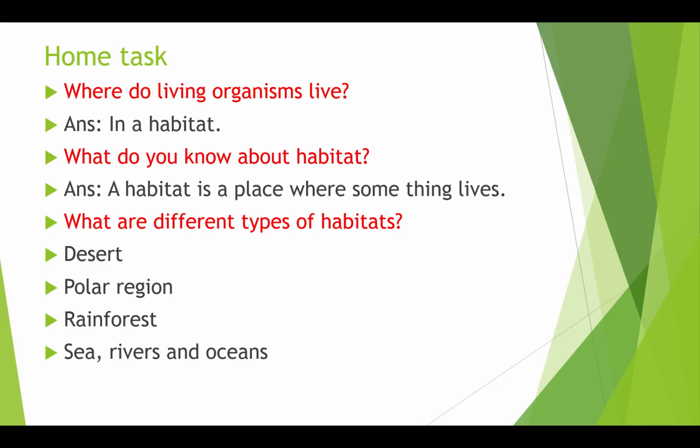Now, where do living things live? Living things live in a habitat. What do you know about habitat? A habitat is a place where something lives. What are the different types of habitats? There are so many different types of habitats: desert, polar region, rainforest, sea, river and oceans. These are different types of habitats, and the animals differ in these habitats. Jazakallah khair.